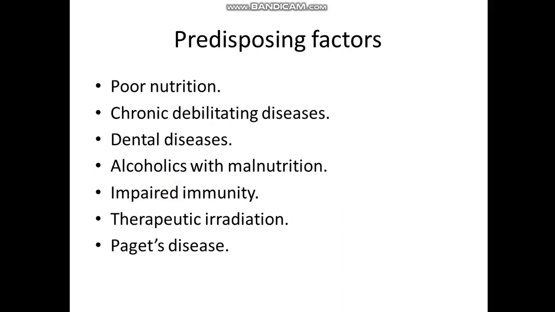Therapeutic irradiation. In case of therapeutic irradiation, there is decrease in the blood supply. And since there is decrease in the blood supply, any trauma will lead to establishment of osteomyelitis. Paget's disease, actually in case of Paget's disease, there is more bone formation. So since there is more bone formation, there is a reduction in the blood supply, and this also will lead to establishment of osteomyelitis.